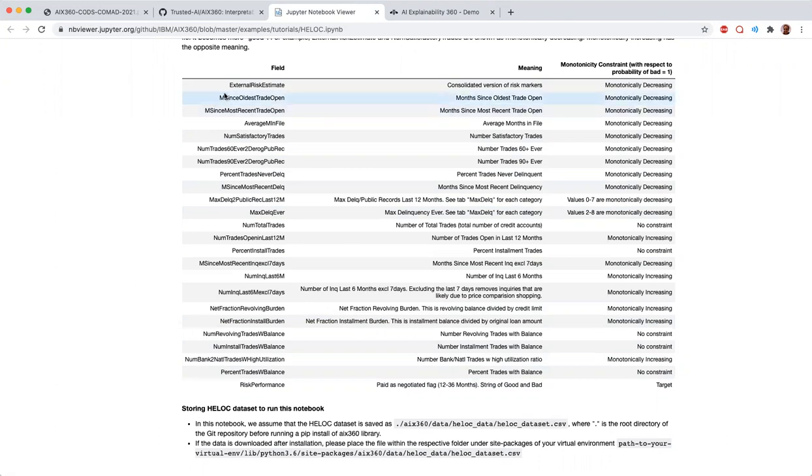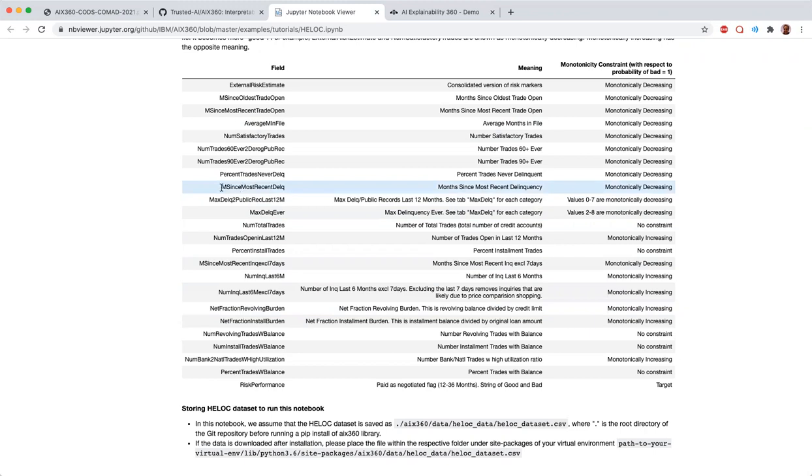For instance, the external risk estimate. This is a feature that tells the overall credit rating of a customer based on various credit bureaus in the US. Then, for example, the feature average min file gives us the total number of months that span the credit history of a customer. So it gives you an indication of the length of the relationship of a customer to a lending institution. Similarly, the net revolving fraction burden tells us the ratio of the credit borrowed by a customer versus his credit limit.